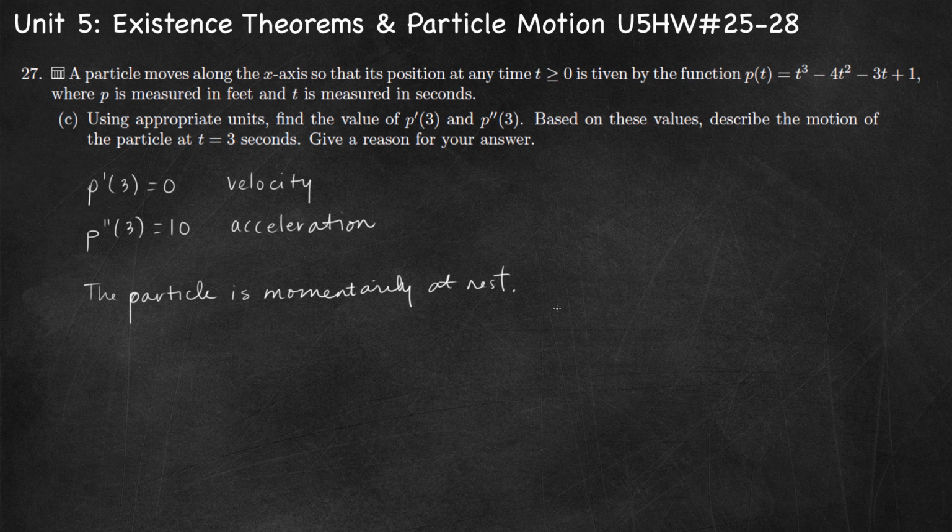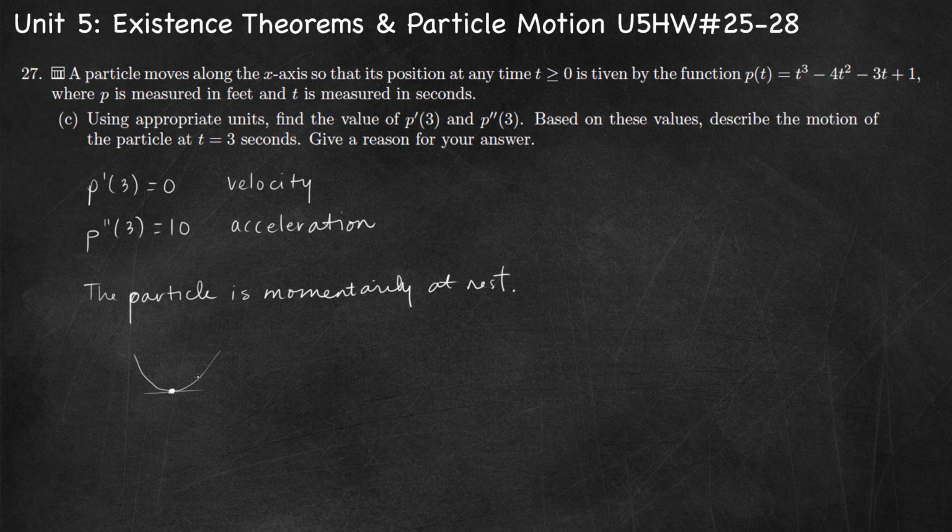Now we could also conclude that the particle is getting ready to change direction. Because remember the relationship between p prime and p double prime. If p is our position graph and p prime is positive, that means our position graph is concave up. And we have the first derivative of p, 0. So 0 and concave up means that our position graph has a relative minimum. It has a relative minimum if the first derivative at this point is 0 and the second derivative is positive.